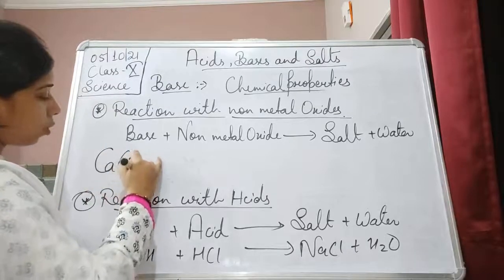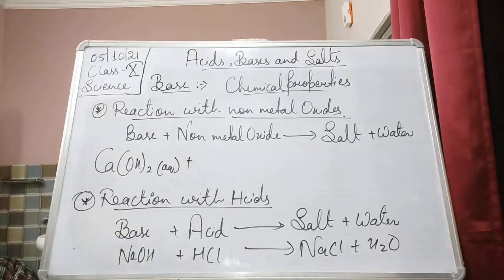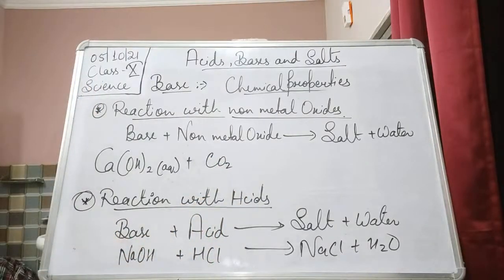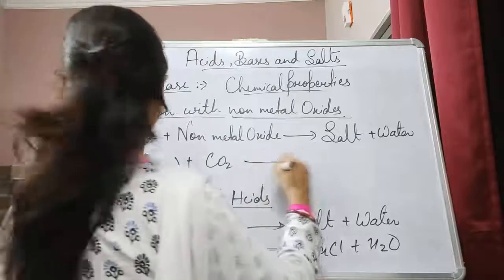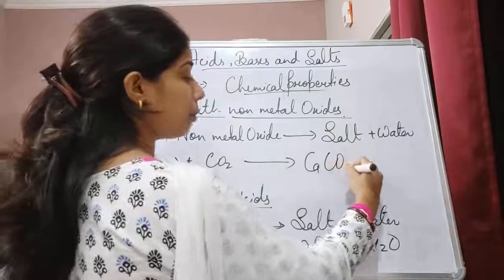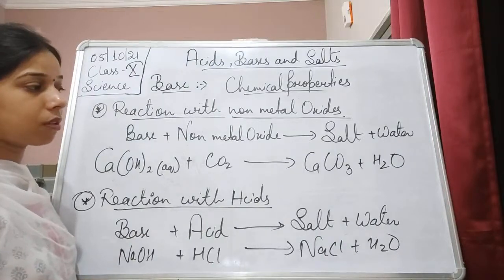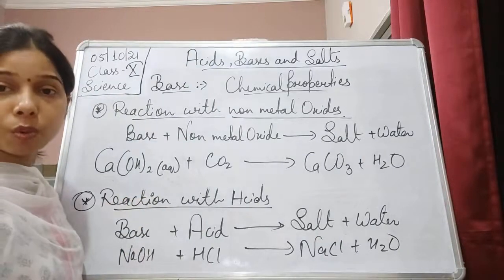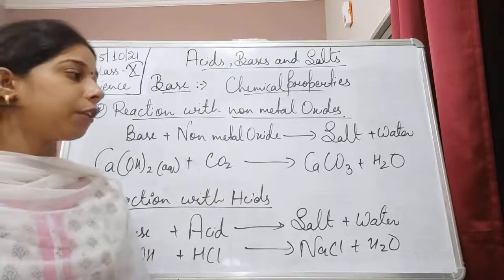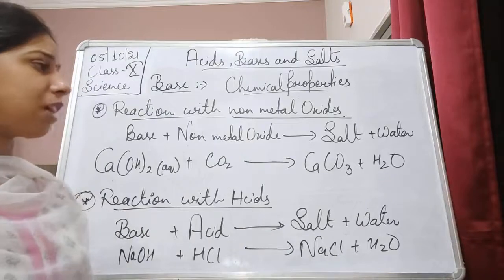Now calcium hydroxide, Ca(OH)2, reacts with carbon dioxide, which is a non-metal oxide. This carbon dioxide on reacting with the calcium hydroxide forms CaCO3, calcium carbonate, limestone, plus H2O. This process, we know, what is it used for? Calcium hydroxide is used for whitewashing purposes. So when it comes in contact with carbon dioxide, it gets converted into calcium carbonate, which is limestone.